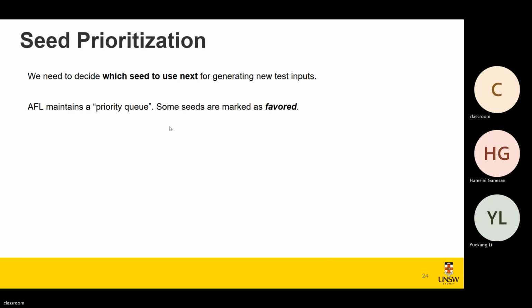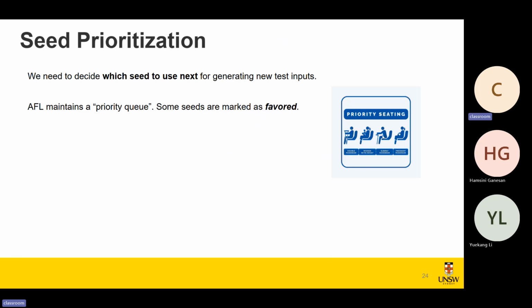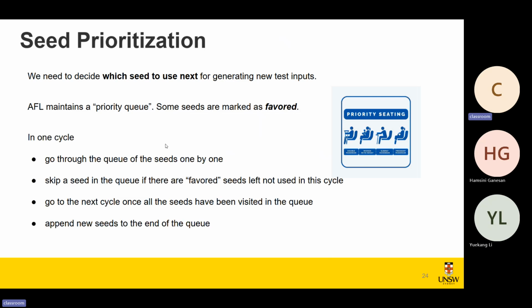AFL maintains a priority queue, which means that different seeds could have different priority levels. Actually, it has only two levels. The first level is favored, and the second one is just not favored. It's like priority seating on public transportation. We have priority seats, and we have normal seats. So here is similar: we have two levels.